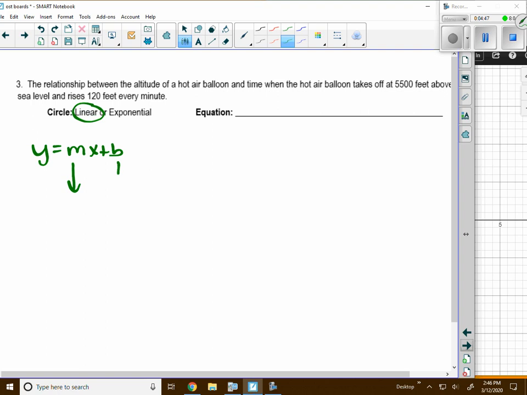We have to decide what's our slope and what's our y-intercept. Remember, the slope or m is going to happen over and over and over again. So in this case, that's going to be that 120 feet that happens every minute. And then the initial takes off at 5,500. So that's going to be our one-time value or y-intercept.